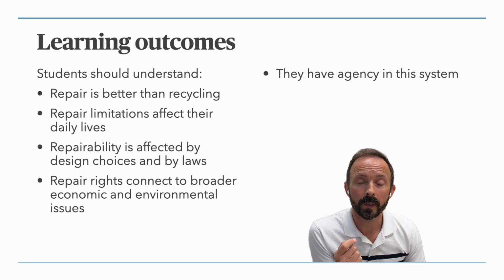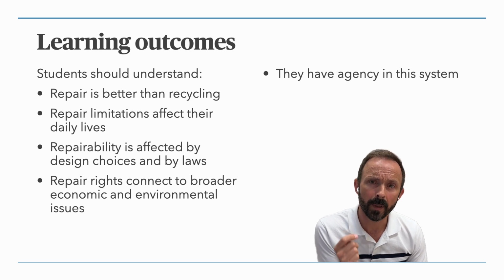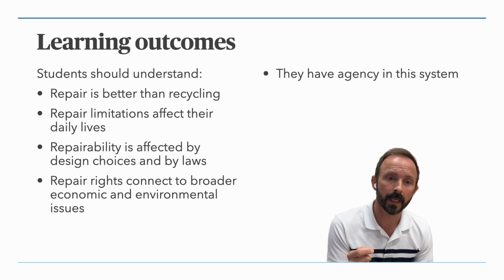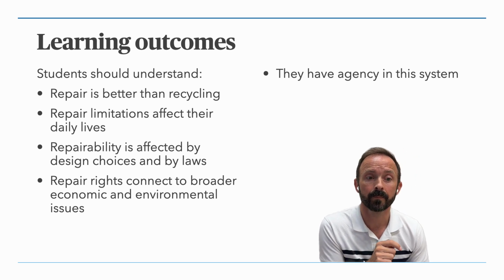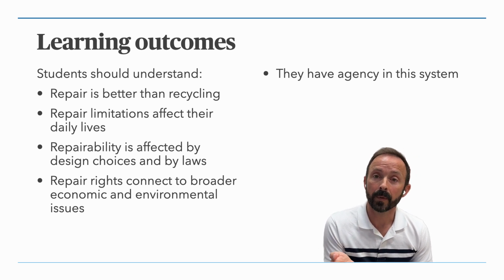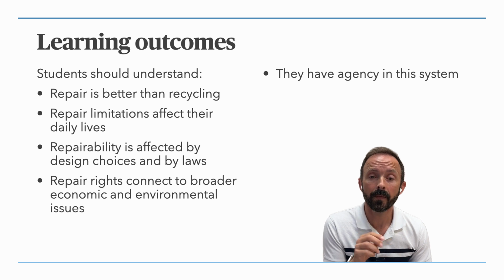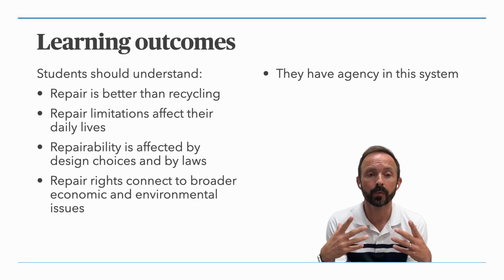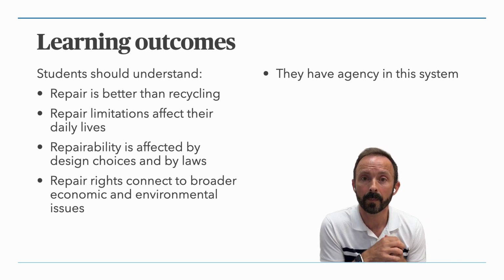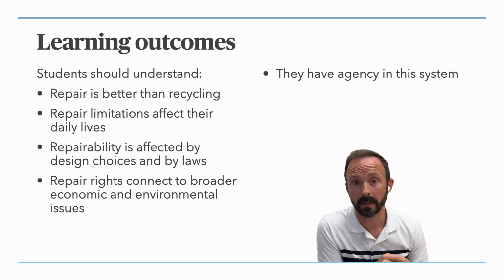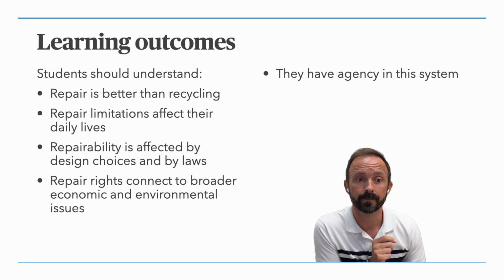What we're hoping that students will get out of a right to repair session is that repair is much better than recycling for the environment, and the repair limitations do affect their daily lives. Repairability is affected by design choices, by manufacturers, but also by the laws that exist in the country. And that repair rights can connect to broader economic and environmental justice issues. We also want students to understand that their choices matter. They do have agency in this system if they know what's happening.